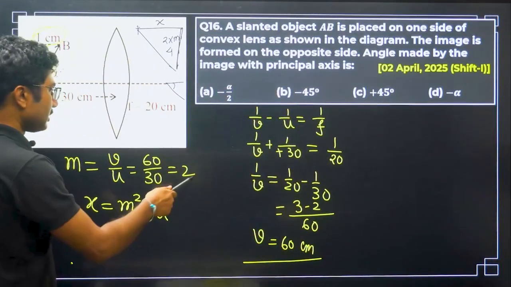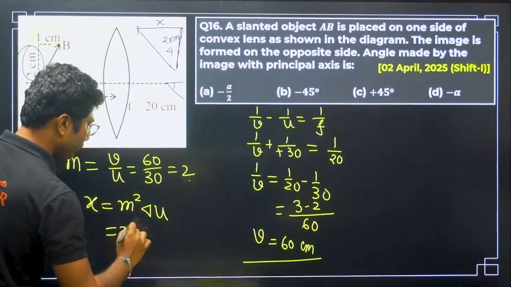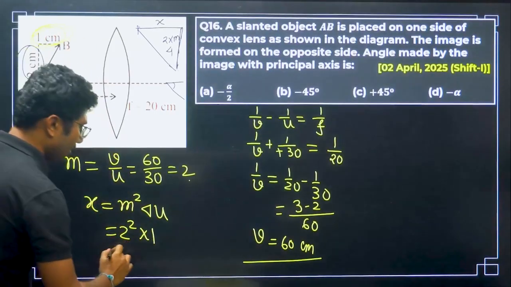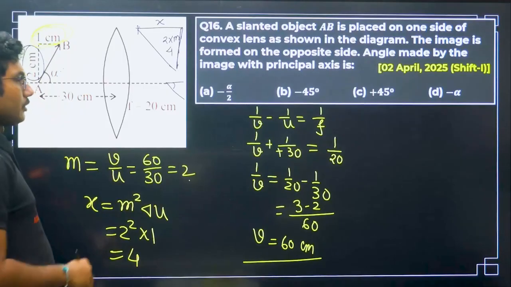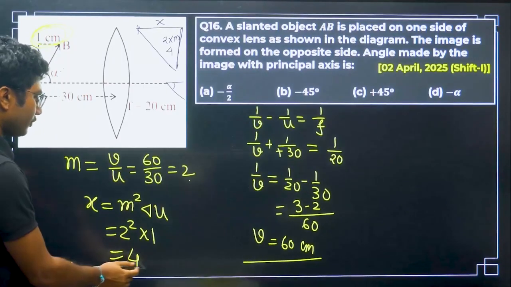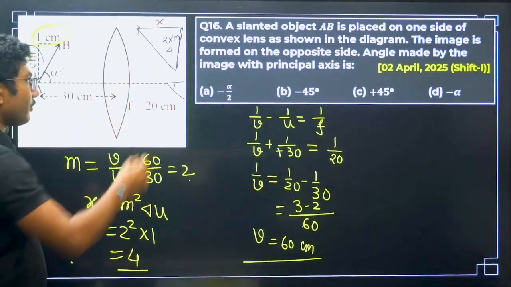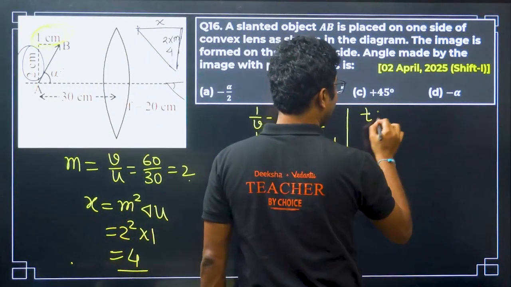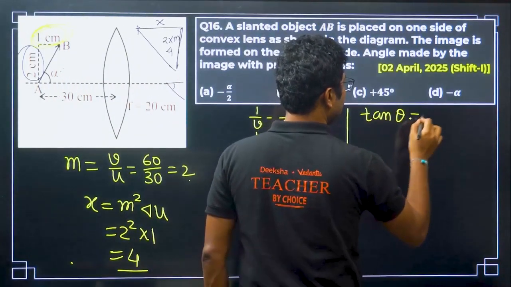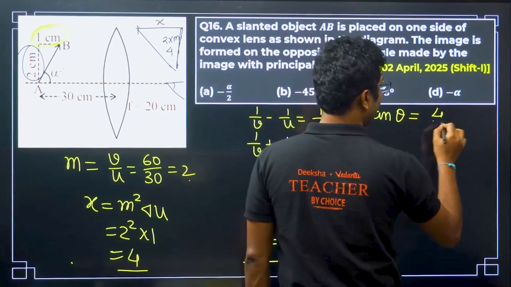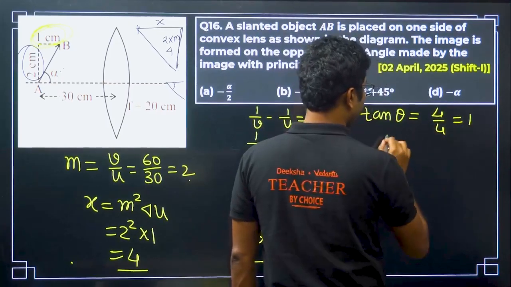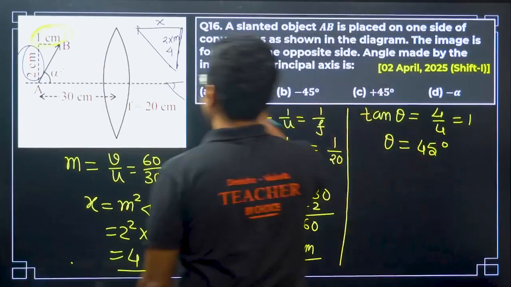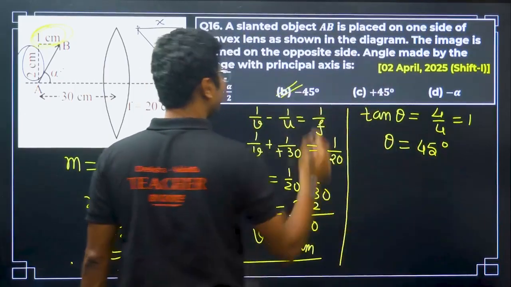M square means 2 square, so it will be 2 square into 1, that is 4. This is the formula that you need to remember. So, x is 4, height is also 4. From the triangle we can write tan theta equals 4 by 4, that is 1. So, from here theta equals 45 degrees. Now, as I said, the angle will be negative. So, minus 45 degree is the answer.